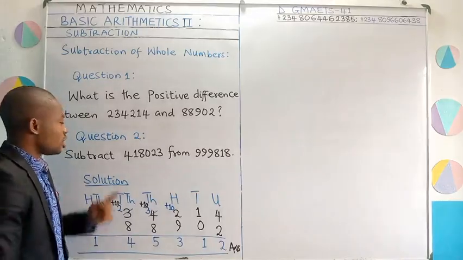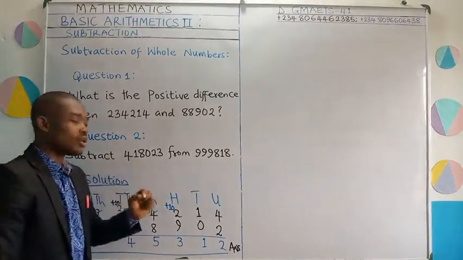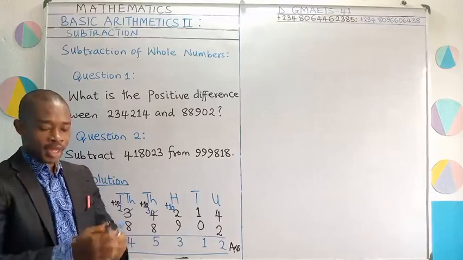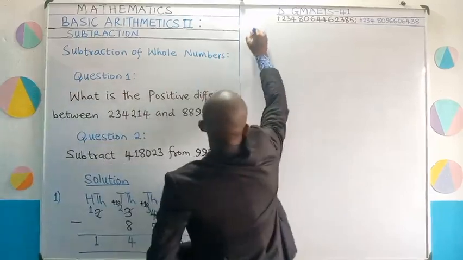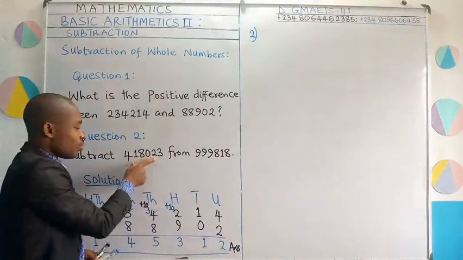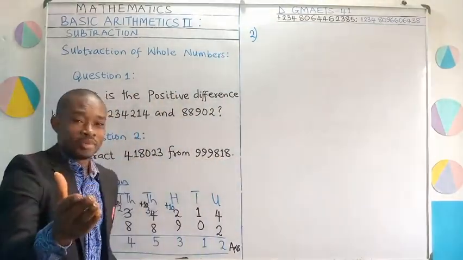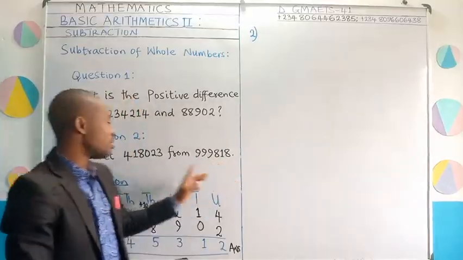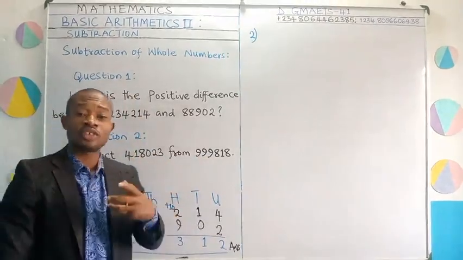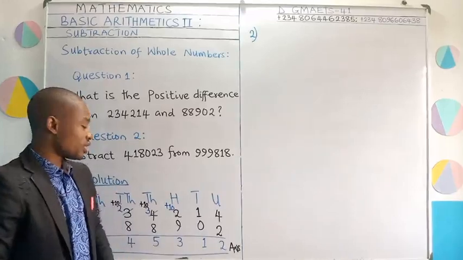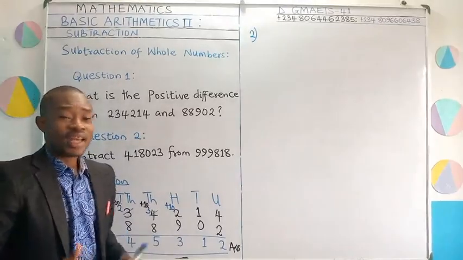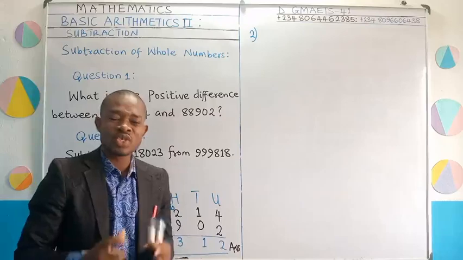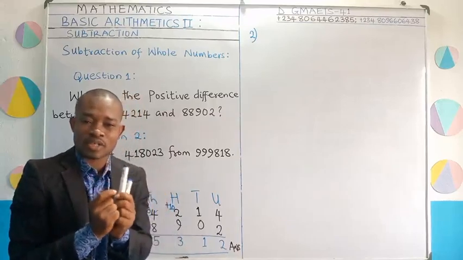The question said, subtract 418,023 from 999,818. Subtract this number from this one. I told you the meaning of that. It means we're going to do 999,818 minus 418,023. I will solve this question without writing their place values. Like I've always said, you don't really need writing out their place values to deal with this.